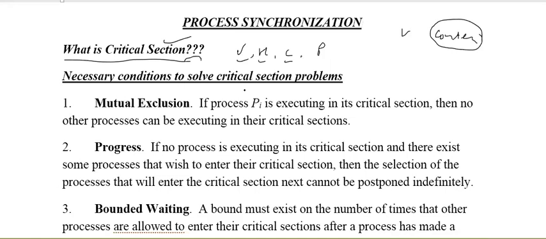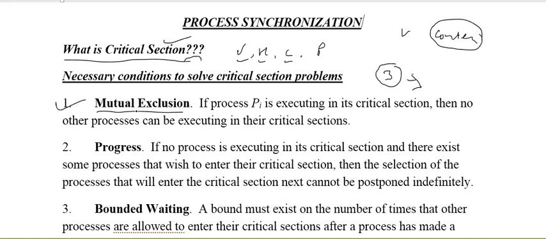Theoretically, there are three conditions, and if all three conditions hold simultaneously, once again repeating, if all three conditions hold simultaneously, then only we say that the system is free from critical section problems. Now, what are those conditions? First condition is mutual exclusion. The system should have the property of mutual exclusion.